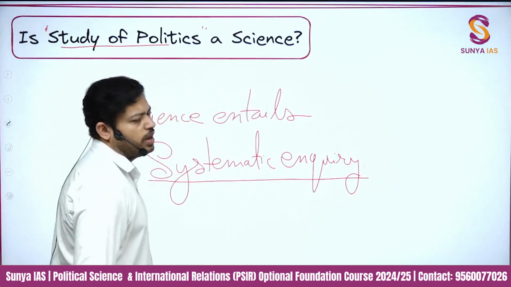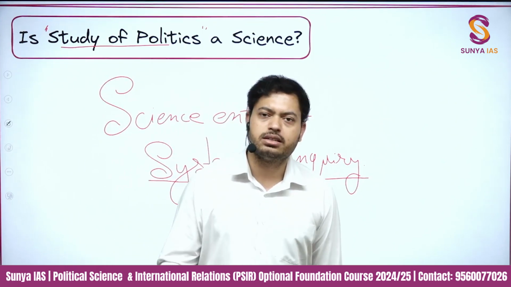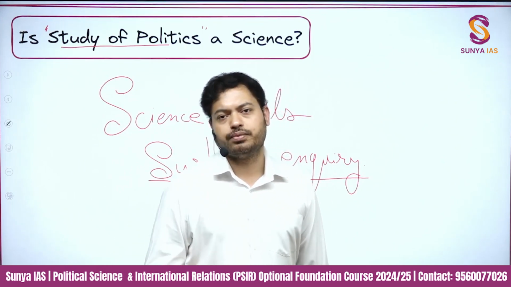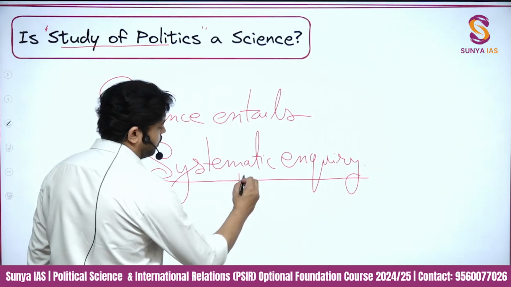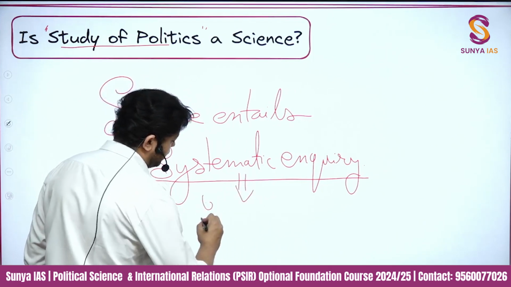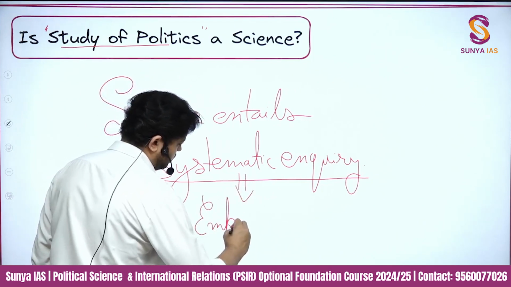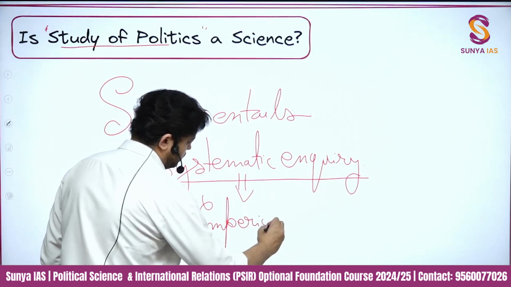The easiest way of doing systematic inquiry is empirical methodology. The easiest way of performing systematic inquiry is the empirical method.